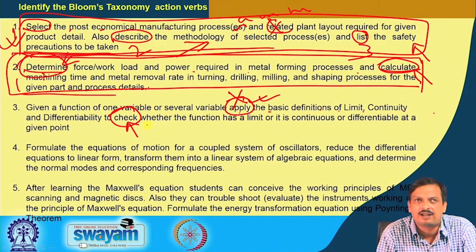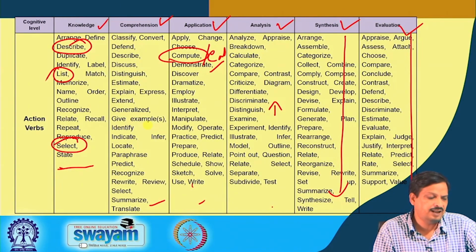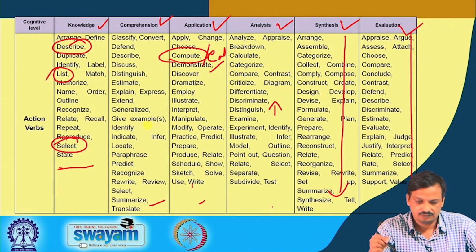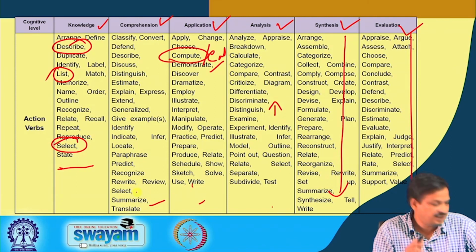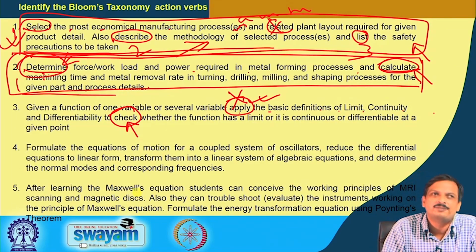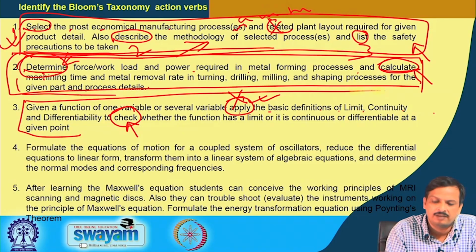I have to check or I have to determine. So, if I say check, check may be where? If you see the check, check is there. Check or determine, check means determine. So, it is analysis level. So, I can say the outcome is in analysis level.